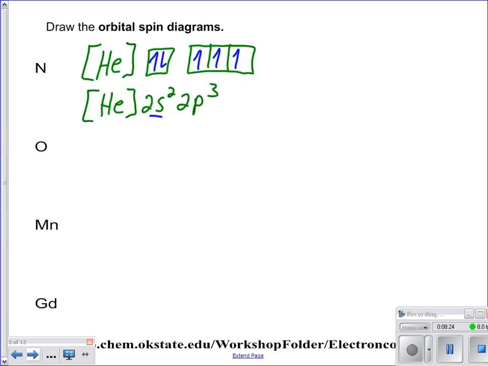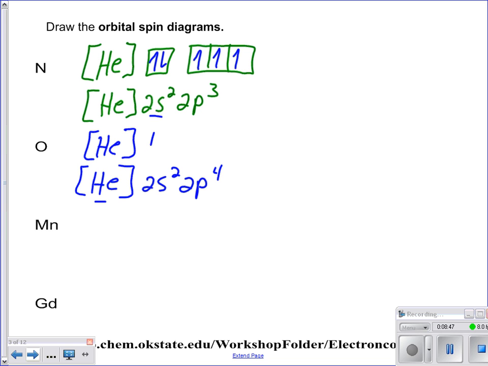Let's go to our oxygen. Oxygen, again, it's going to be your helium. We're going to 8 valence electrons. It's right next to nitrogen. So here it's 2s2, but it goes all the way over to 2p4. So that takes care of those 8 electrons because you've got 2 within helium as well.